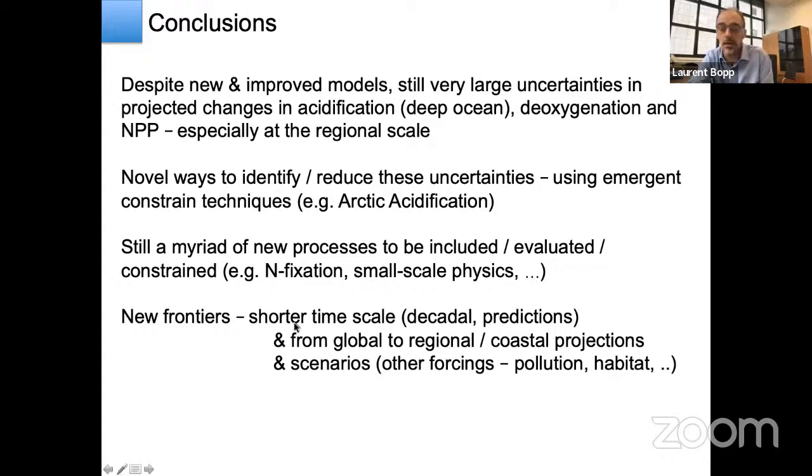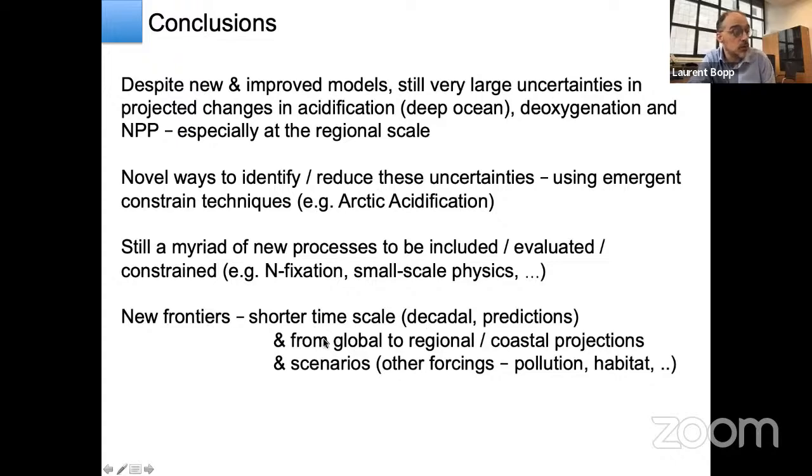The new frontiers are multifold. We need to work on shorter timescales. Everything that I showed you is basically end of the century or second part of the century, most of the time in high emission scenarios. But what's the situation for the next decade, the next two decades? There is a new domain, which is what we call decadal prediction, in which we try to use the same models but focus on the next decade, to see if there are ways to do predictions of the next years and decades. It's still what we call a gray zone.